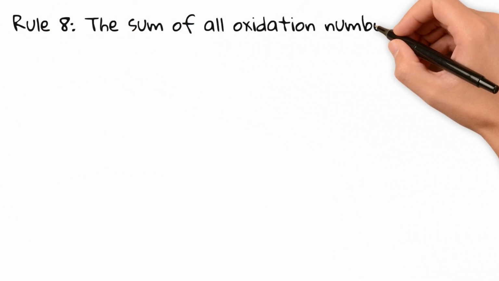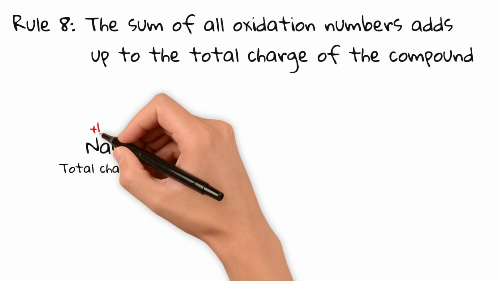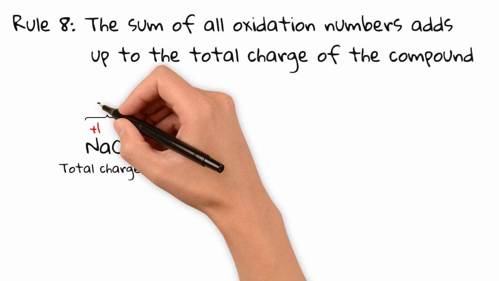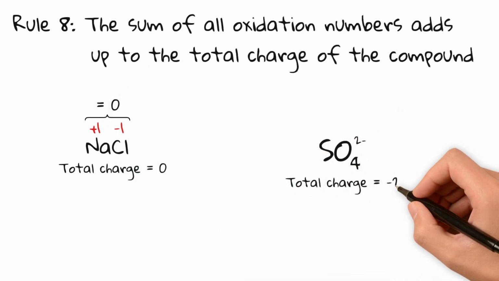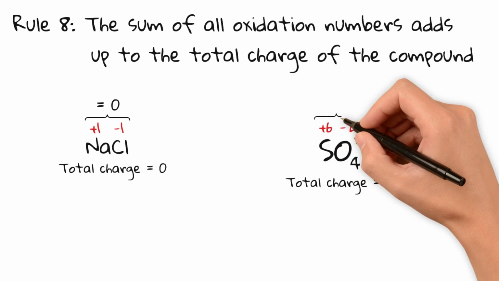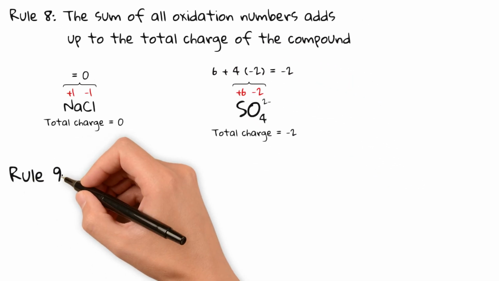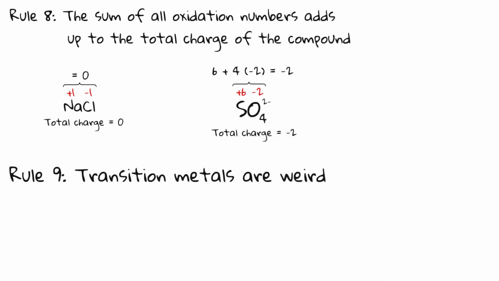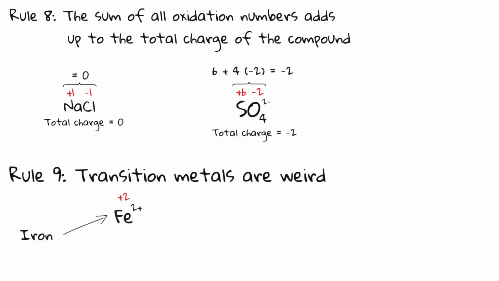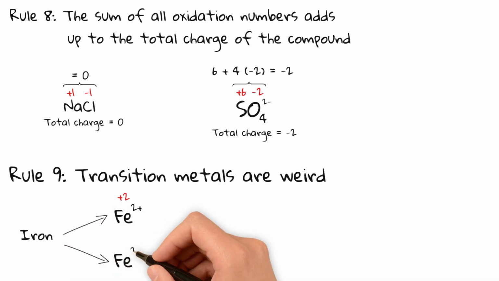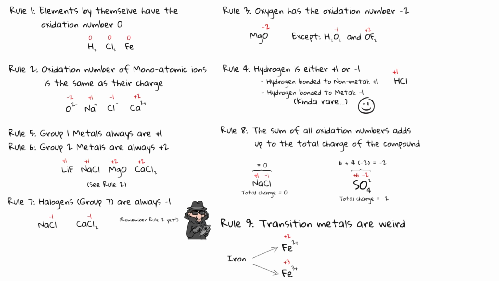Rule 8. Sums of oxidation numbers. In a neutral molecule, all the oxidation numbers must add up to 0. In a polyatomic ion, the sum equals the ion's charge. Math saves the day at last. And finally, Rule 9. Transition metals. These are the wild cards. Transition metals can have multiple oxidation states, so you'll either be told what to do, or you need to figure it out based on the context. More on transition metals later.